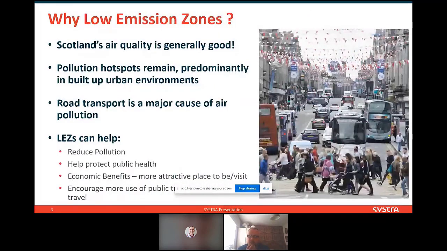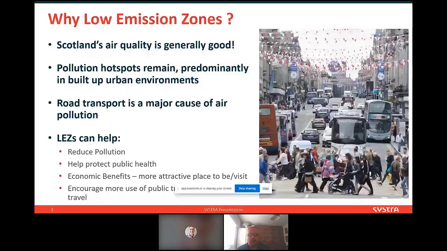I suppose the next question is why? Because air pollution in Scotland is generally not too bad. It's quite good on the whole, but there are hotspots, predominantly within the larger city centres and the built-up environments. And road transport is a major cause of air pollution, and it's really quite a hot topic at the moment in terms of people's health and the connection between air pollution and illness and lung illness and so forth.